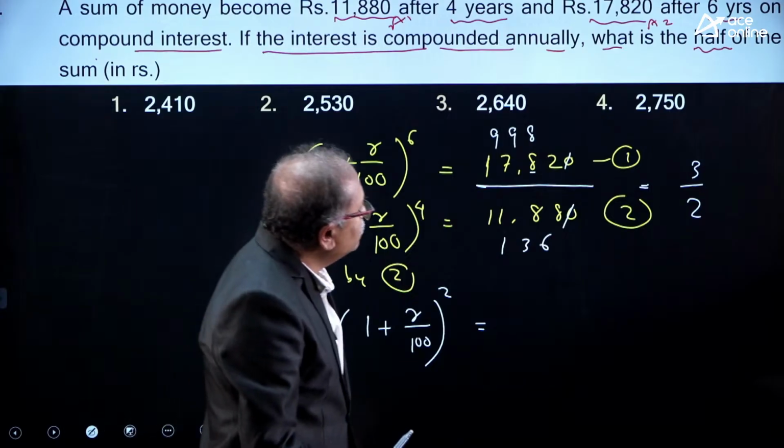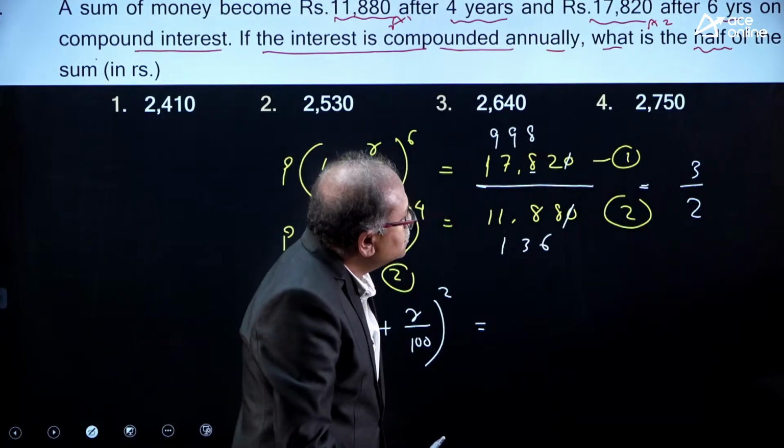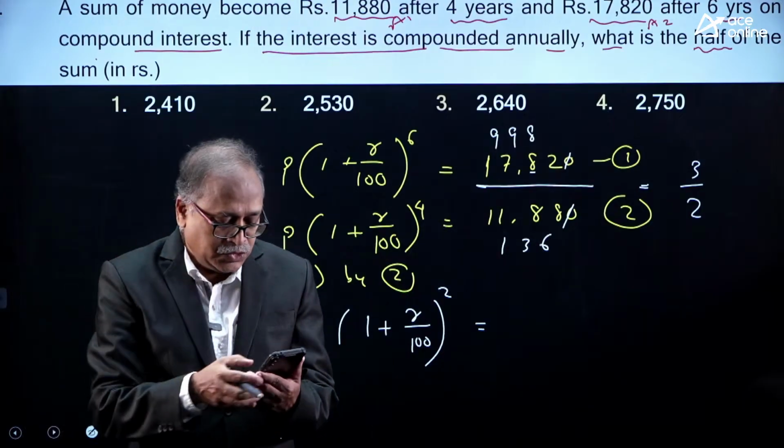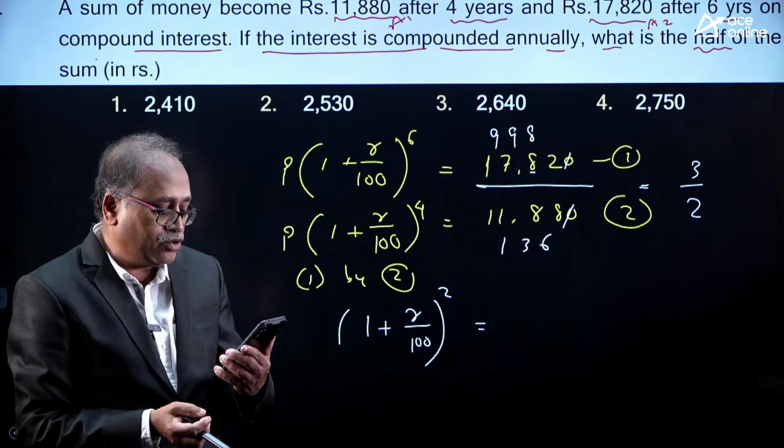Will it be 3 by 2? Check this one, 3 by 2 is correct or not? You are getting this result as 3 by 2.